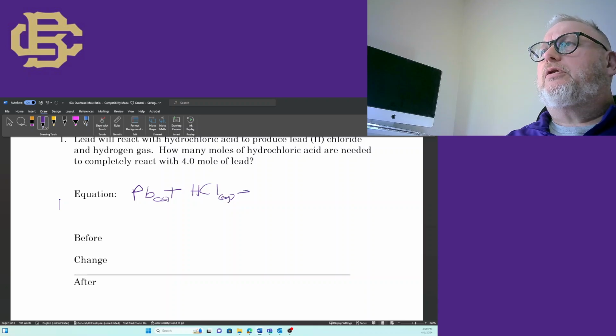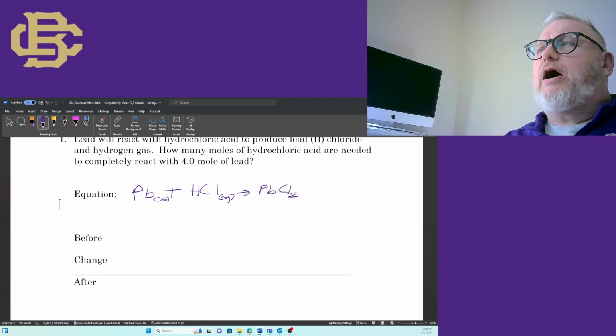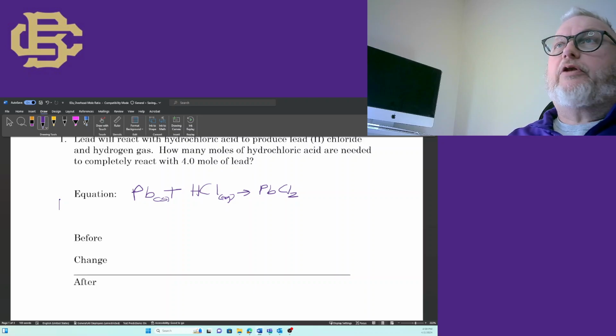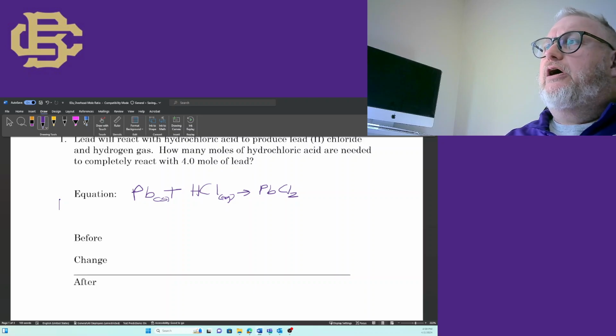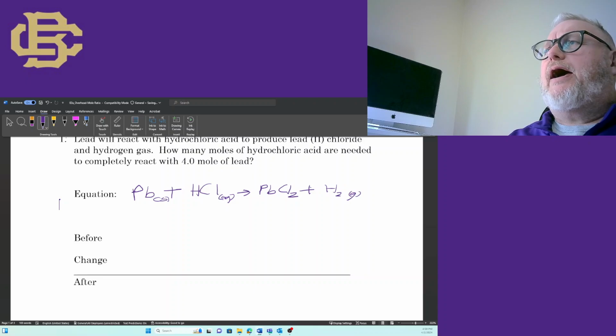To produce lead 2 chloride. So I know what the charge of that lead is. It's +2, and chlorine is -1. So that means I need 2 chlorines to make this compound. So now I know what the formula is for lead chloride. And hydrogen gas. Hydrogen gas, of course, have no fear, is always H2. That's gas. And lead 2 chloride, well, let's assume that that is aqueous in water.